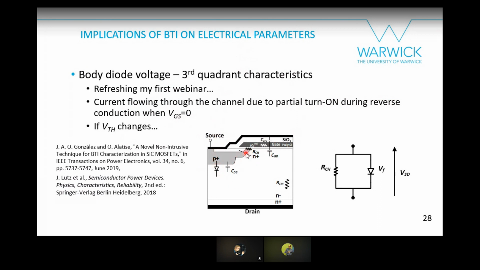So there's a relative voltage lower here. This is 0. In order to have conduction, you have a drop. This is like partially turning on the device. You're going to have current flowing through the channel, so this is like a current divider. What happens if the threshold voltage changes? So this partial conduction is going to be affected.